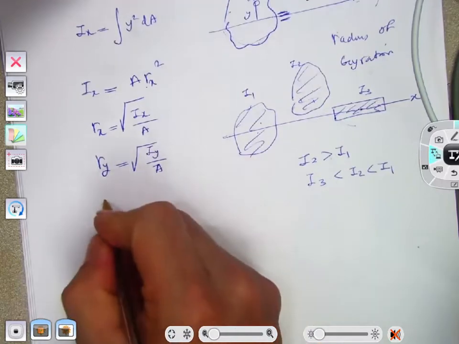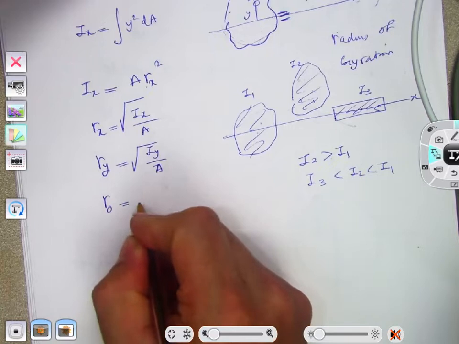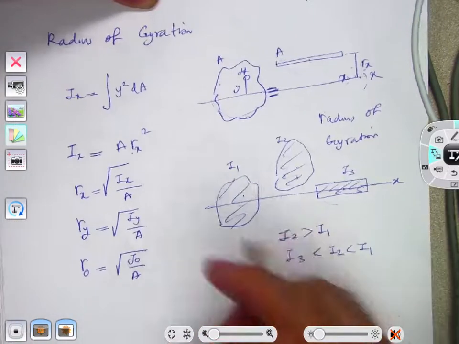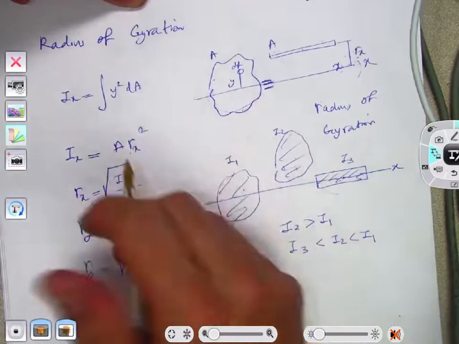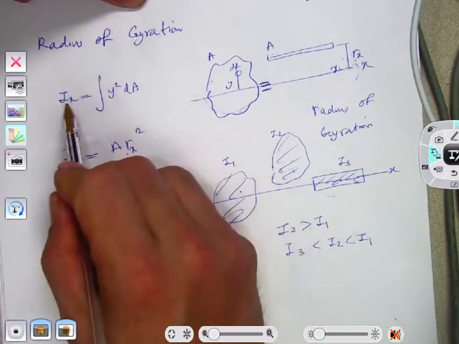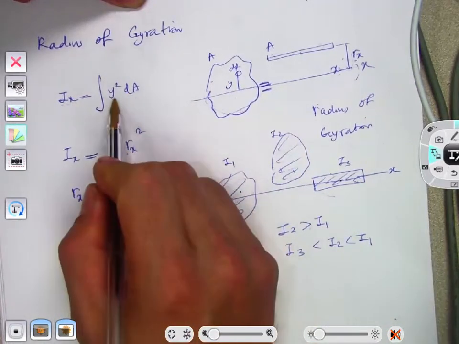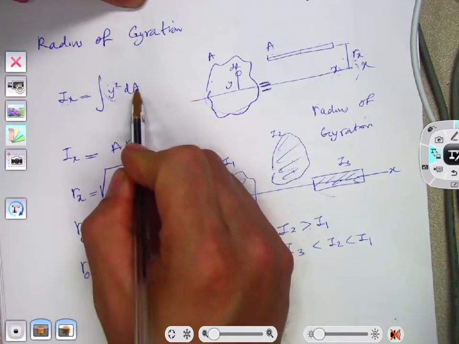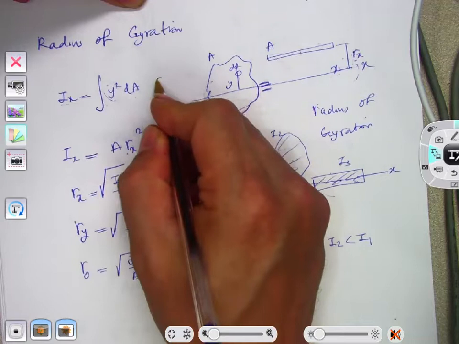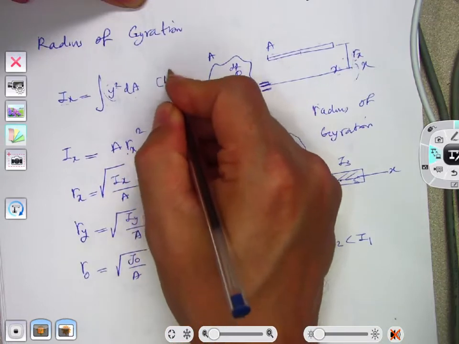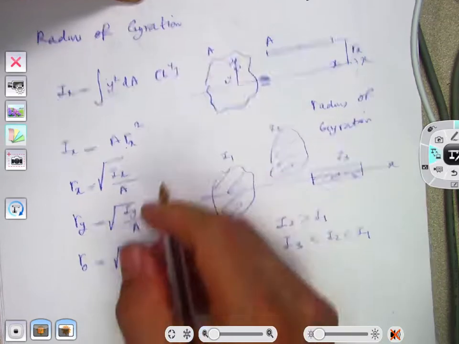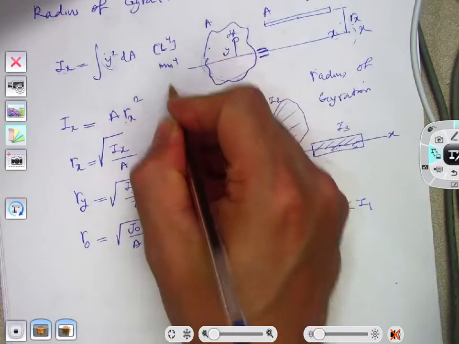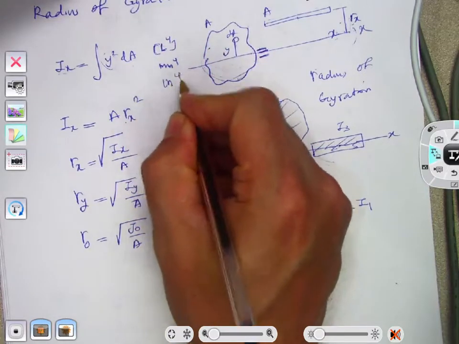You can do the same for polar moment of inertia. And by the way, let's look at the units. The unit for moment of inertia is going to be what? Length squared times area. So whatever the unit for length you have is going to be here. Length to the 4. So if you have millimeter, it's going to be millimeter to the 4. If you have inches, inches to the 4.